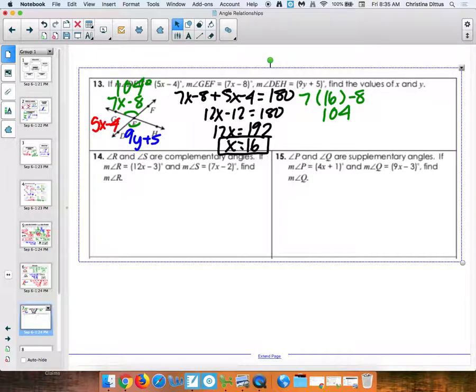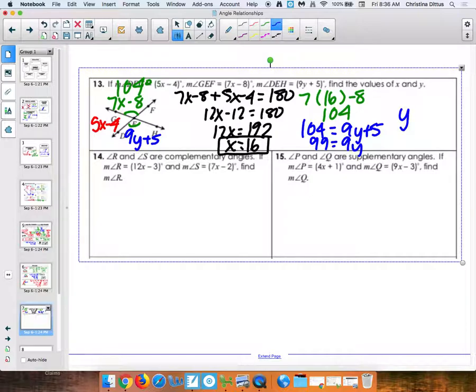How much does the y have to be now? If green's 104, how much is the left to be? 104. So set our whole blue thing equals 104. So 99 equals 9y. How much is y? You could do the same thing. You could plug it into the red and then set the red and blue, add them up equal to 180. You should get the same thing. Okay.